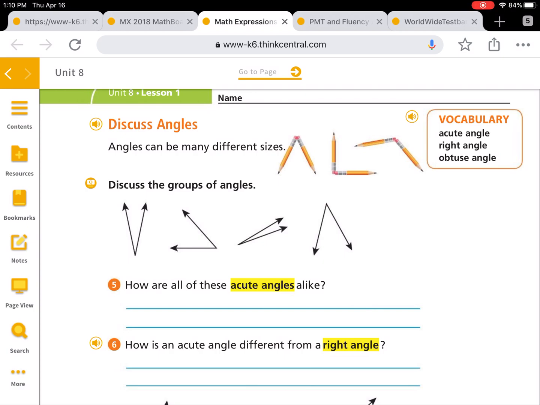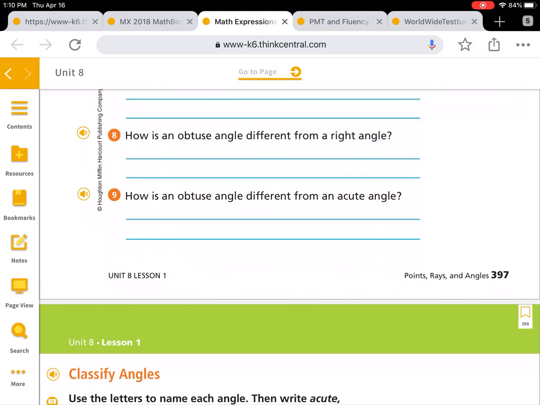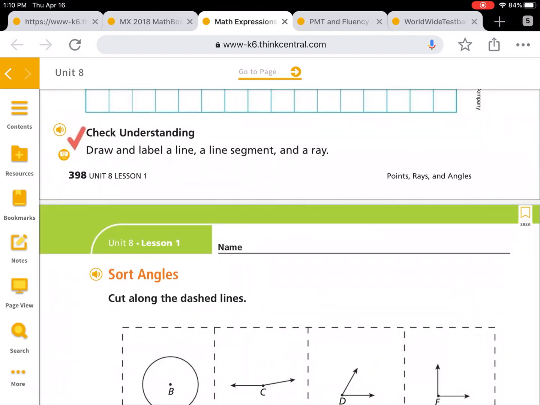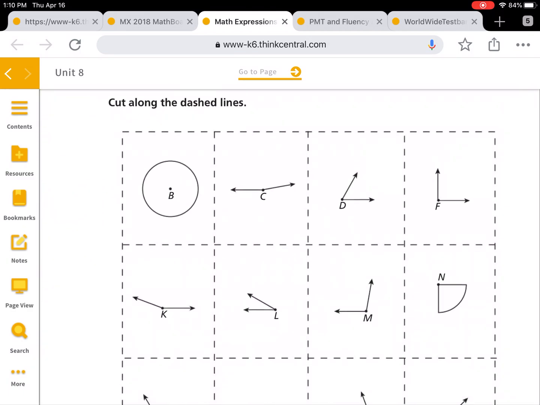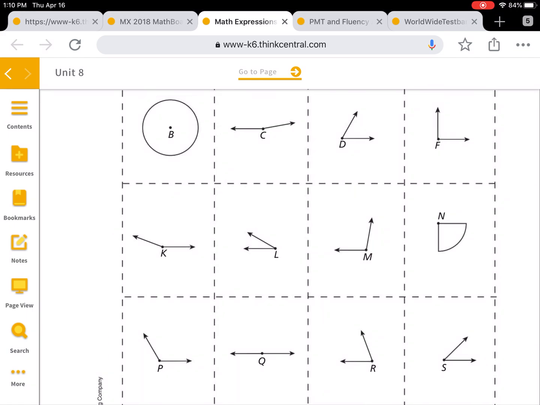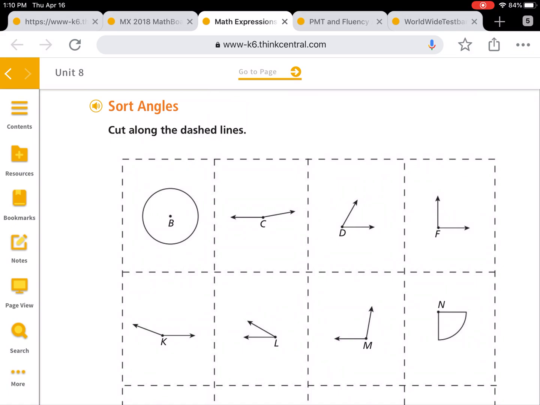In your Nearpod, you will be asked some of these questions. You're going to be drawing some of these angles, but work through these pages in your workbook. Finish through pages 398 and 398A. On 398A, you can see that we have a variety of examples here. You can sort them by the angle size. So cut these out and classify and organize these according to their angles.